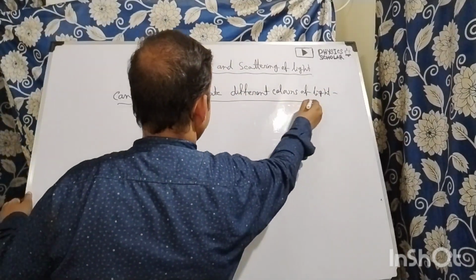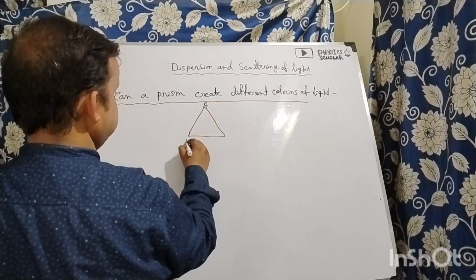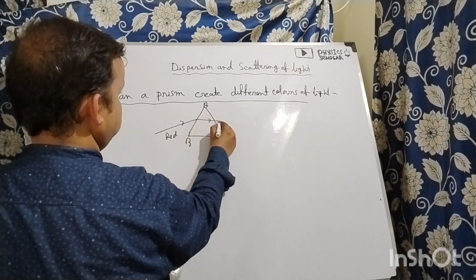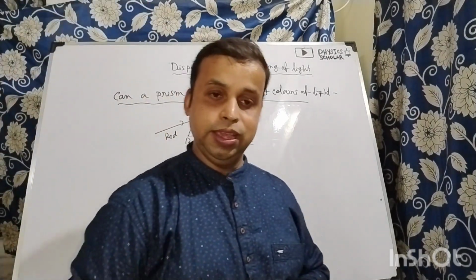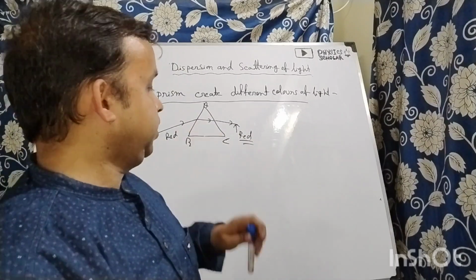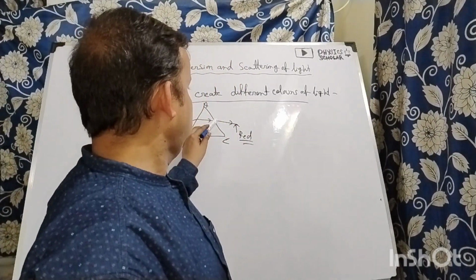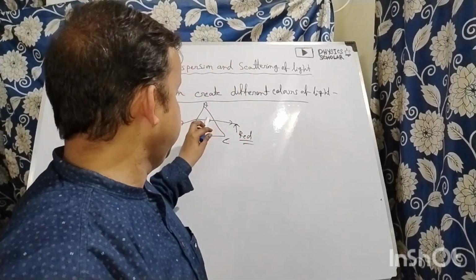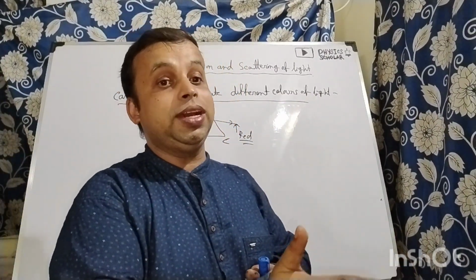Okay. Suppose this is a prism. If suppose the red color of light enters, it will come out also red. So no dispersion will take place. Why? Because it is only one color of light. So the refractive index of red light will be the same, and the angular deviation for this particular light will be the same. So only one color of light will be obtained as an emergent ray on the other side of the prism. That means the prism cannot create any new color of light.